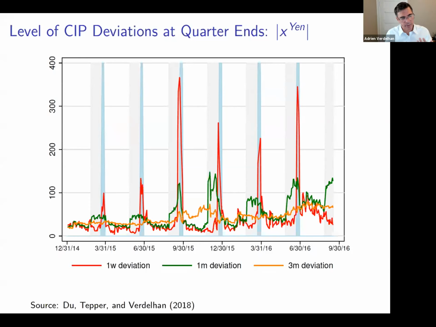So what would you expect? What you would expect is that the size of the arbitrage opportunity tends to increase when we reach the last week of the quarter, because a lot of big banks are going to say, no, I don't want to trade anymore. It's just too costly for me to do that. And so if nobody trades, then the arbitrage opportunity is going to become bigger.